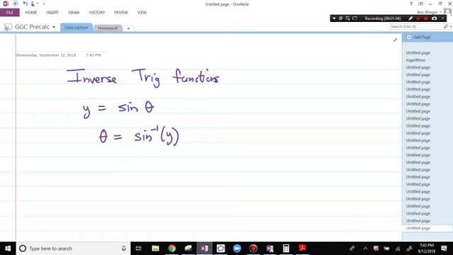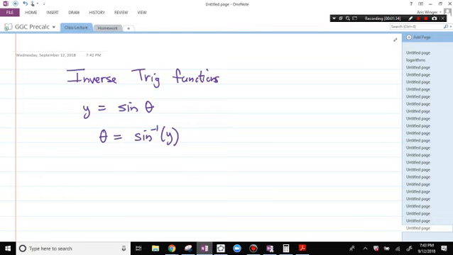The log is the power. The sine is the y coordinate. Cosine is the x coordinate. Inverse sine, what's inverse sine? What object is it? What's this called? Theta. And what is it? It's an angle. Inverse trig functions are angles.